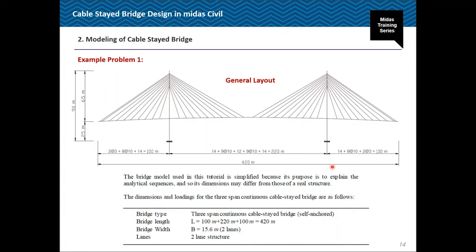So let's look at this example problem. This is a cable stay bridge. Assume this is a general arrangement drawing. We have these distances which are pre-assumed, and the tower height from the bottom is 90 meters, and the main span is 220 meters. The whole length of the bridge is 420 meters. Let's take the bridge width as 15.6, considering it as a two-lane structure.